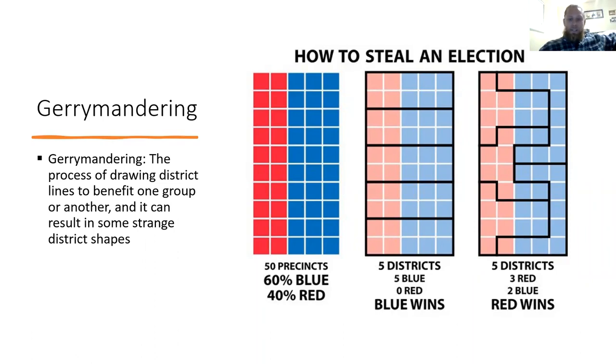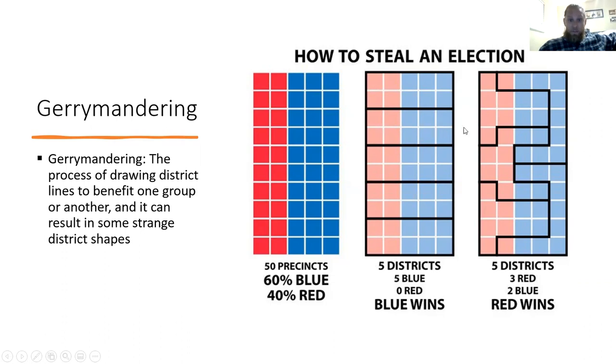Well, you can see that in 60% of these precincts, the majority of the voters are registered Democrats, and then in 40% of the precincts, the majority of the voters are registered Republican. I don't know if you can see my mouse, because all of a sudden now I can't see my mouse. Hold on. Oh, there it is. Okay. Hopefully you can see it.